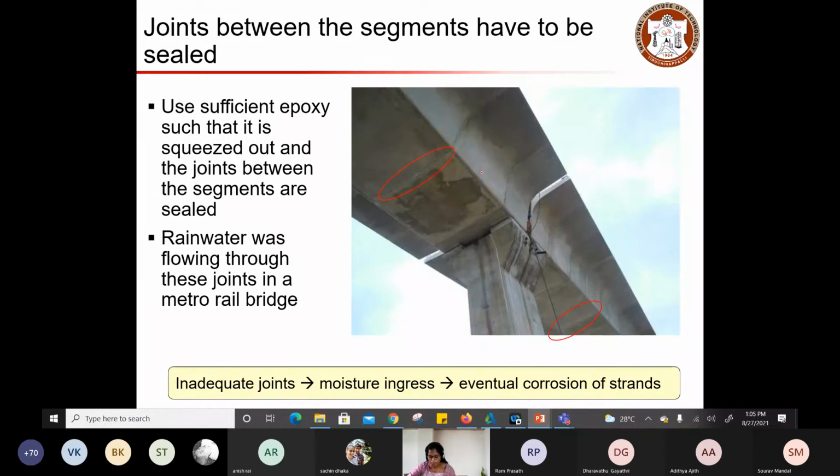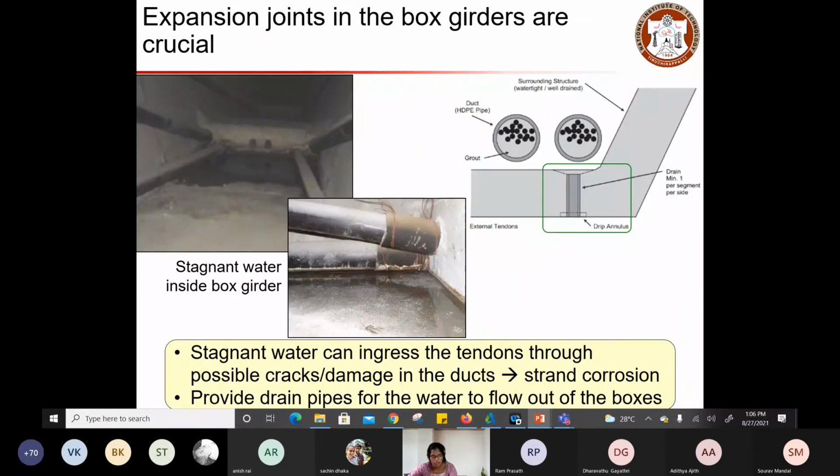So it was observed that rainwater could flow through this, and that has created such dampness there. Over a period, if you have such dampness, you will observe moisture ingress through this, and that will lead to corrosion of strands. So in such cases you can provide proper drainage systems to drain out the water, or to avoid the accumulation of water on the structure.